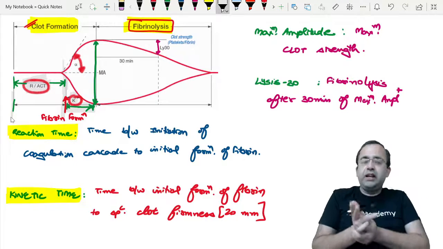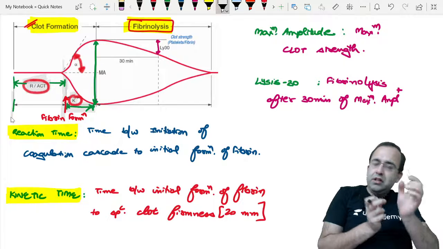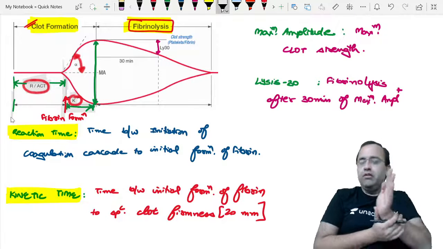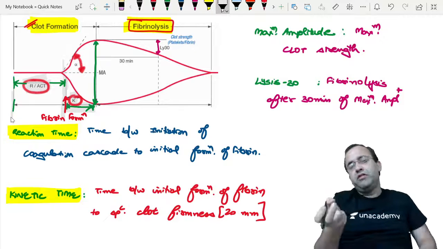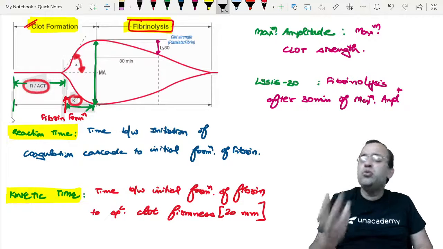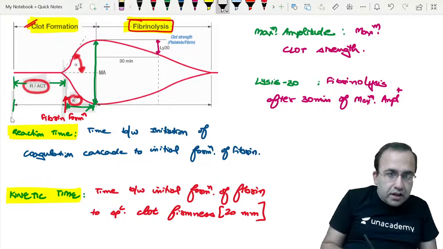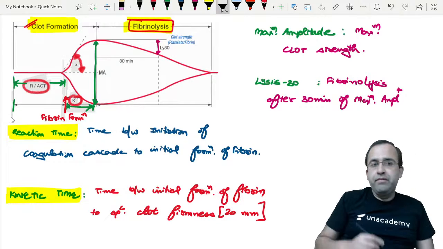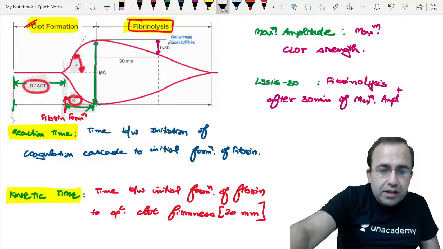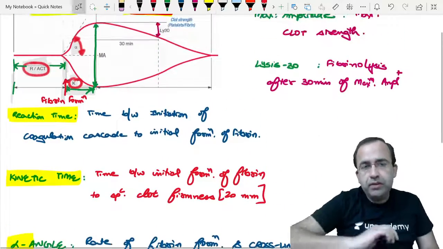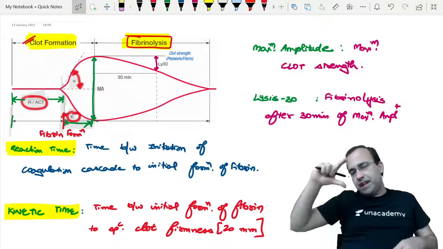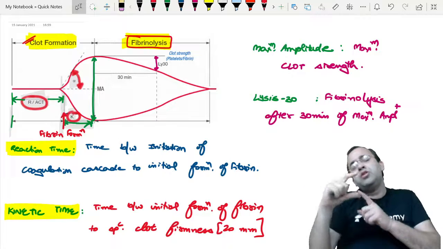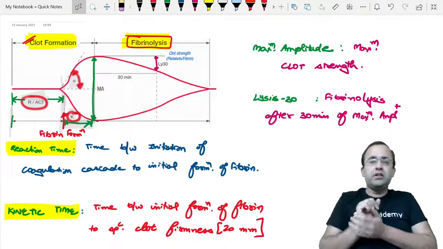Next was the kinetic time. Kinetic time was the time period between initial formation of fibrin to a specific clot firmness. That clot firmness is taken as 20 mm. Next was the alpha angle. Alpha angle was the rate of fibrin formation. Next is maximum amplitude. That denotes clot strength, the maximum clot strength.